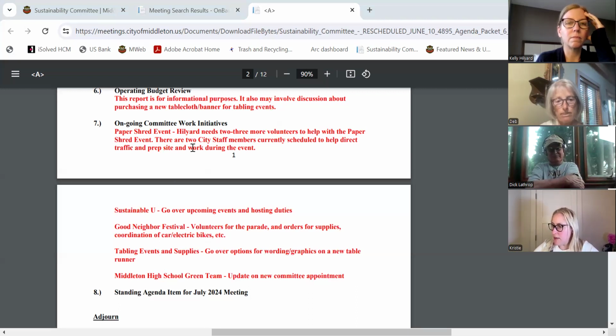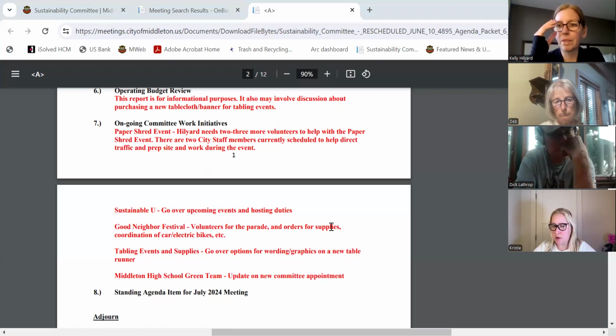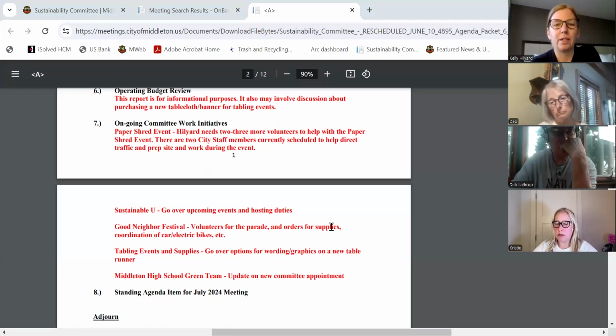And then green team. Oh, well, I guess we'll quickly cross that off. So then the green team, we will be getting a new member, and Kelly, is that right? It's going to potentially be voted on at the next council meeting? Yes, the mayor will be putting it on the agenda for the next council meeting to approve an appointment for the high school voting member.